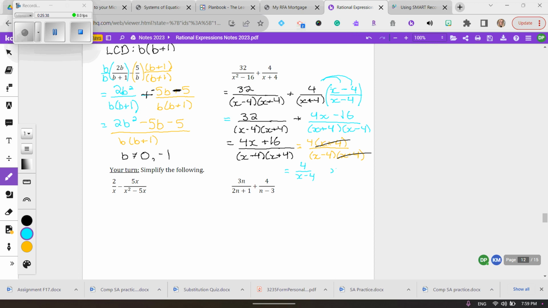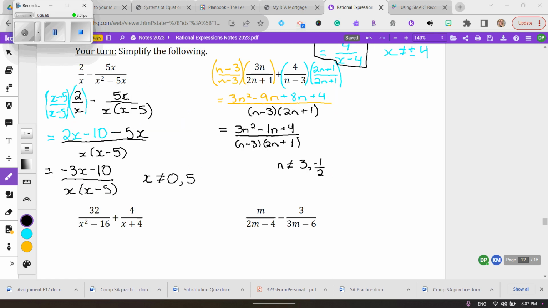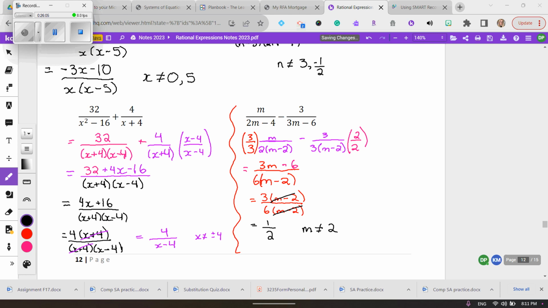Cool. Okay, state my non-permissible values. X cannot equal positive or negative 4. Go back to your fully factored version for that. All right, your turn. Pause the video and try your turn. Here is the answer to the first two your turns. And here are the answers for the last two problems. Okay, that is the end of the lesson, so please do the practice.